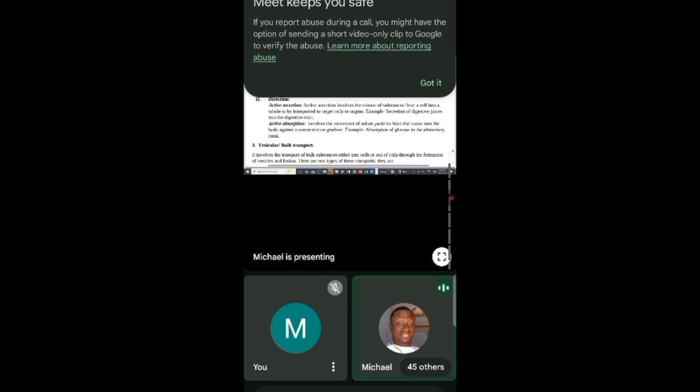Then we can talk about active absorption. So now someone has done the release. Another cell also has to take it up to perform its function. So it involves the movement of solid particles from the lumen into the body against a concentration gradient.